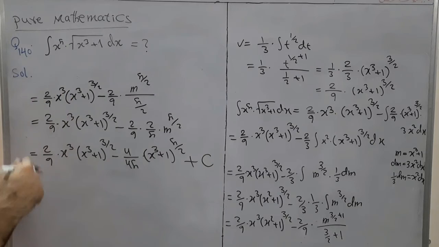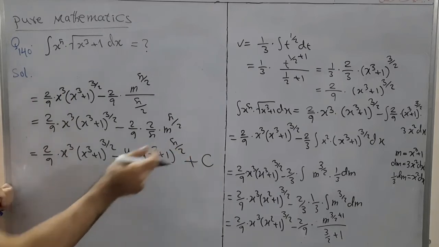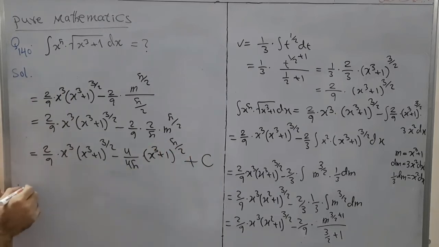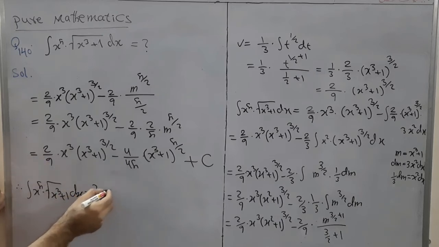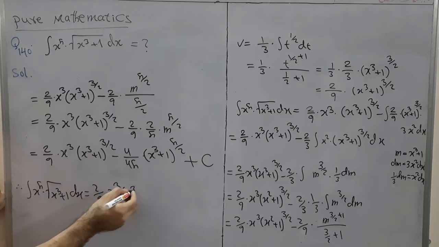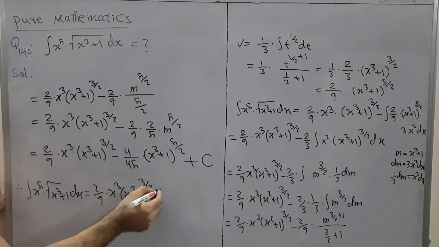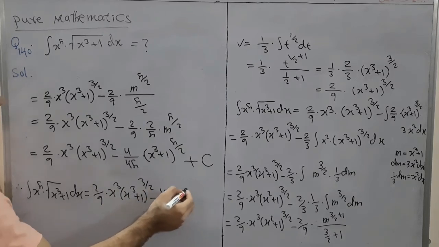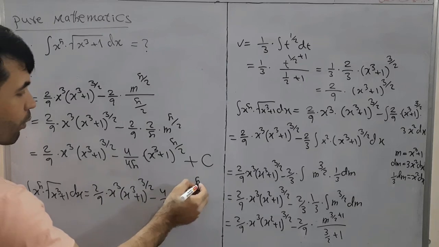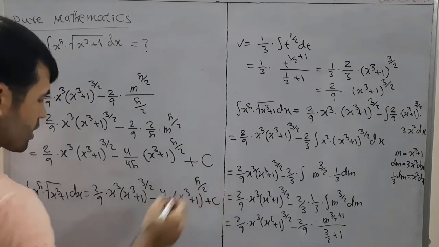If we take the derivative, then it will be 0. Therefore, the integral of x to the power 5 into the square root of x cube plus 1 dx is equal to 2 over 9 into x cube plus 1 whole to the power 3 over 2 minus 4 over 45 into x cube plus 1 whole to the power 5 over 2 plus c.